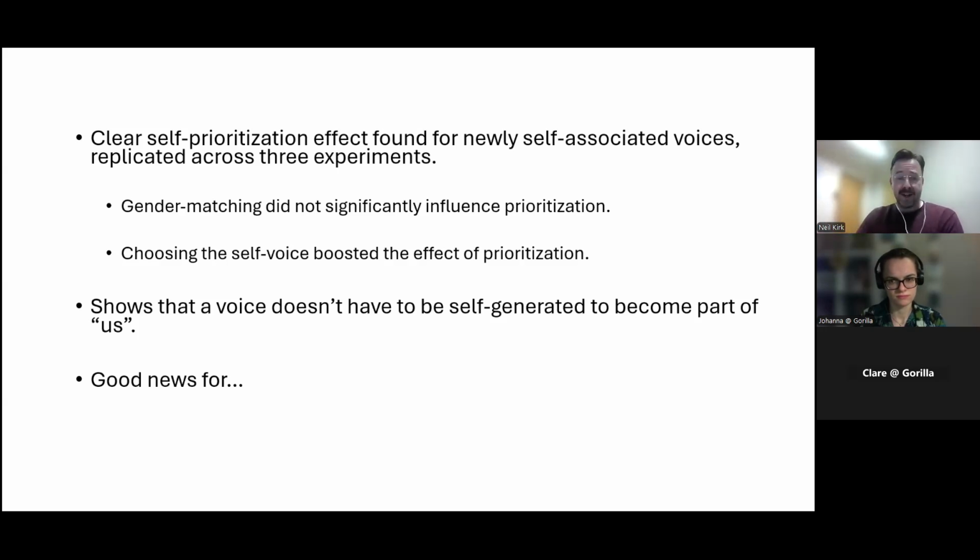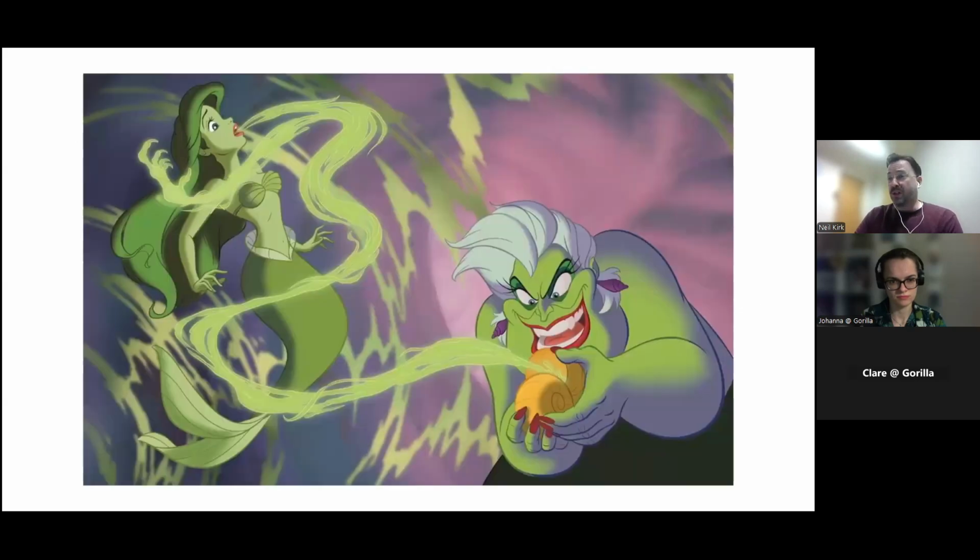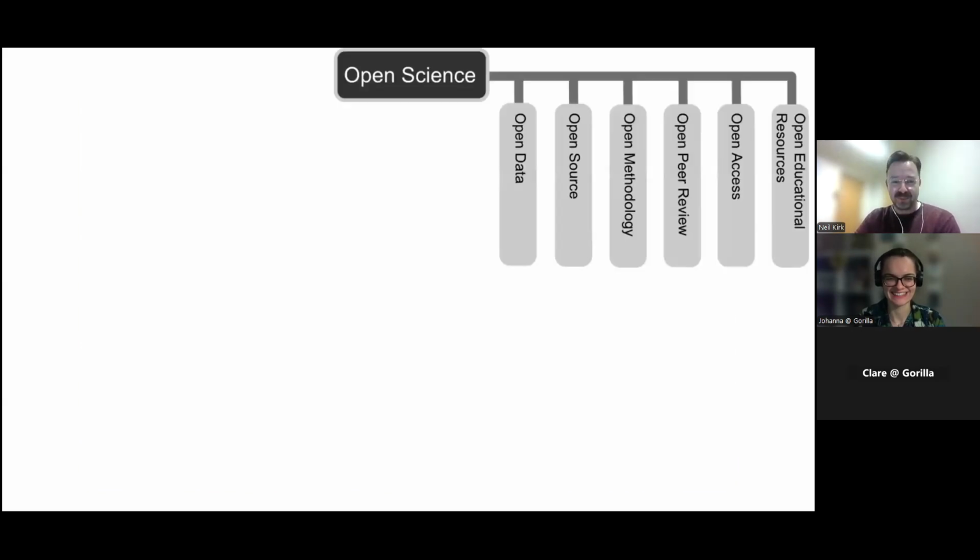It's good news for that. And it's also good news if you're a sea witch wanting to steal the voice of a mermaid to commit a very elaborate romance scam. So good news in that regard.